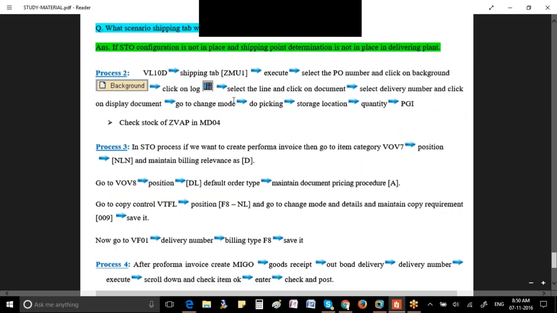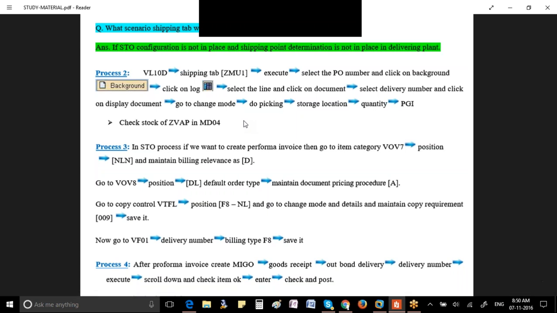Then after you need to raise a pro forma invoice. Why? Because the STO process is not relevant for billing, right? You are just transporting goods between plant to plant internally. There is no billing here. But you want a pro forma invoice. Why? Because of excise. The excise department should know what quantity you are delivering out of the plant and what is the value of the goods.